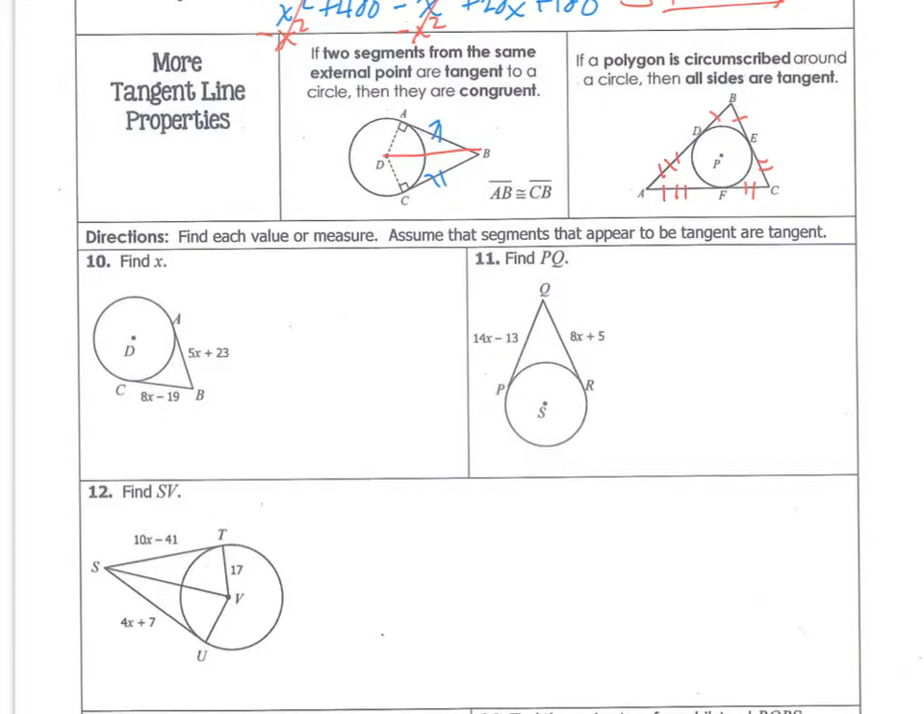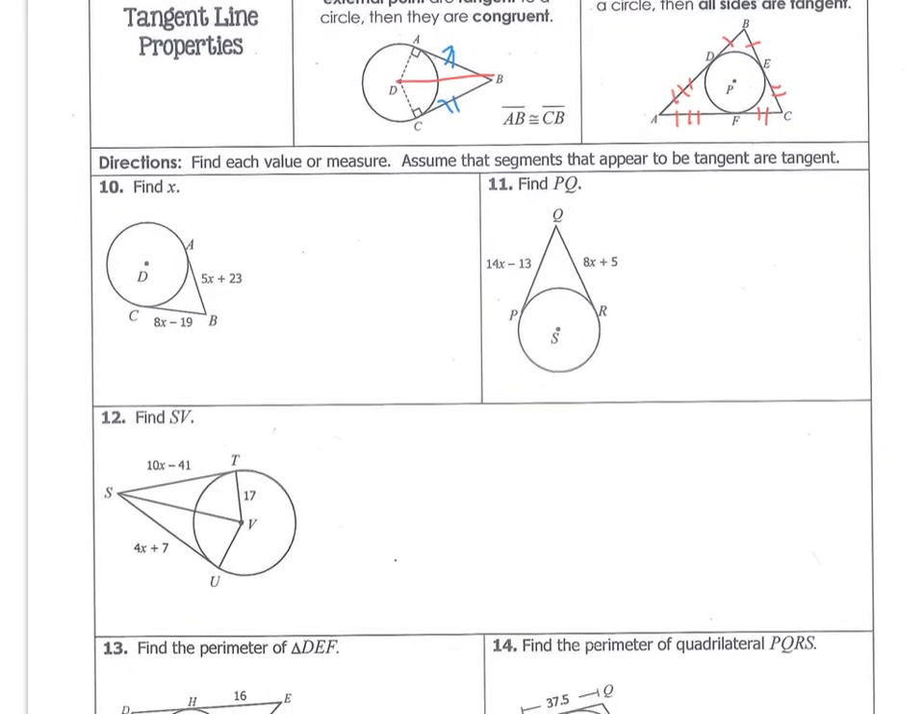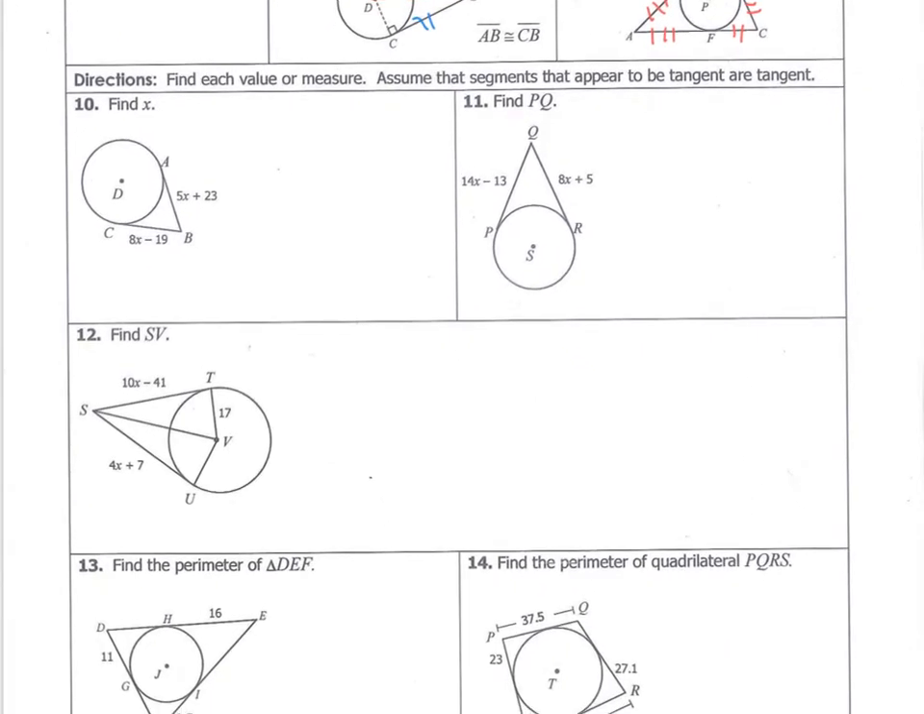So how does that look in use? So look at question number 10. What do you know about segment AB and segment CB? They are congruent. Why? Because they appear to be tangent lines.